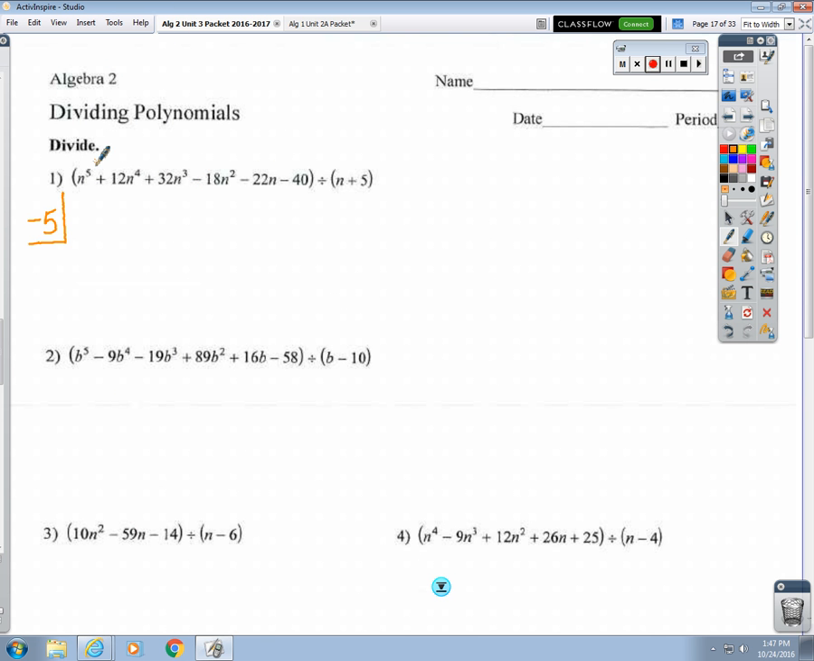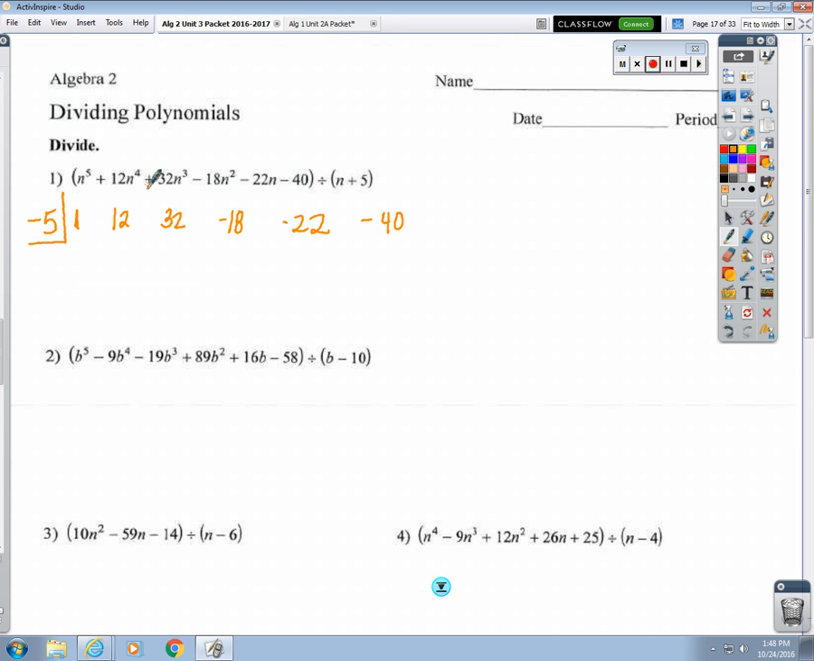Now, look up here. We have n to the 5th plus 12n to the 4th plus 32n cubed minus 18n squared minus 22n minus 40. What coefficient is on the n to the 5th? 1. There's an understood 1 right there, so I'm going to bring it down. What coefficient is on n to the 4th? 12. On the n cubed? 32. On the n squared? Negative 18. On the n to the first? Negative 22. And then negative 40 is our constant.